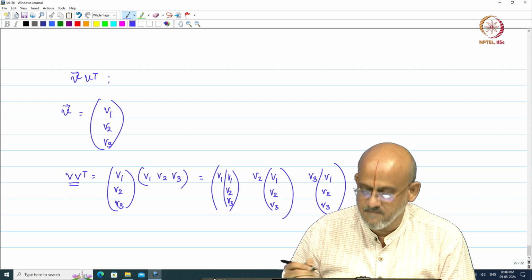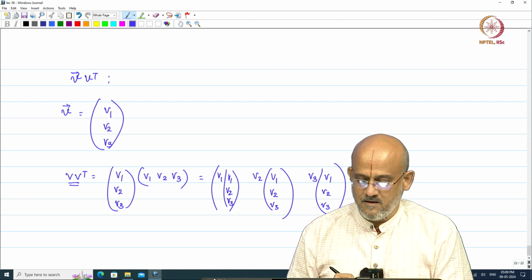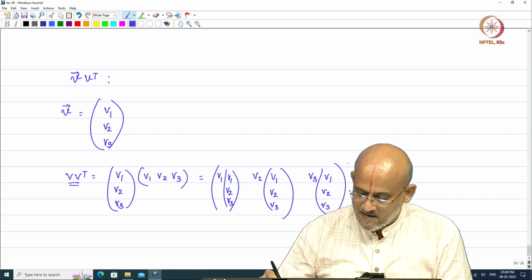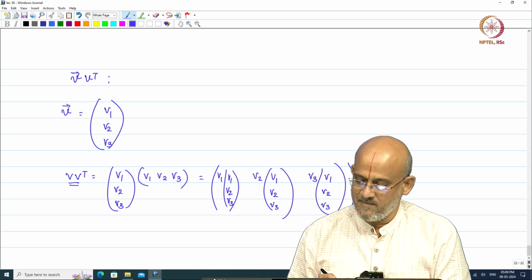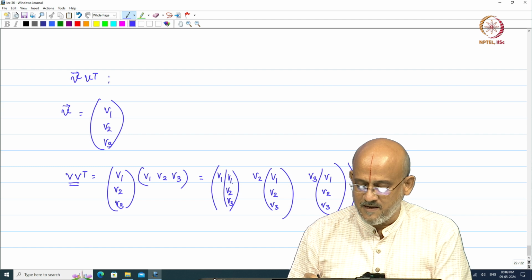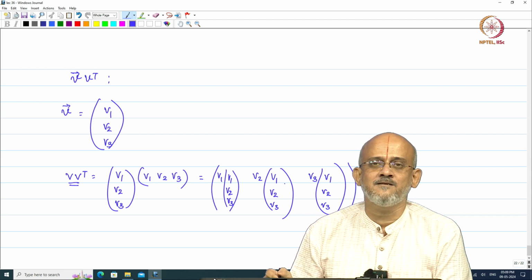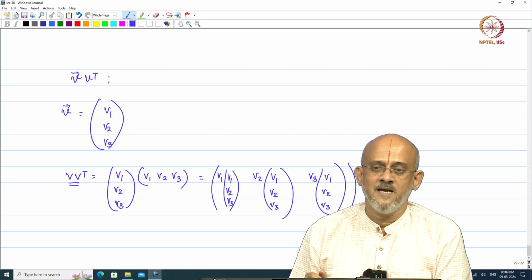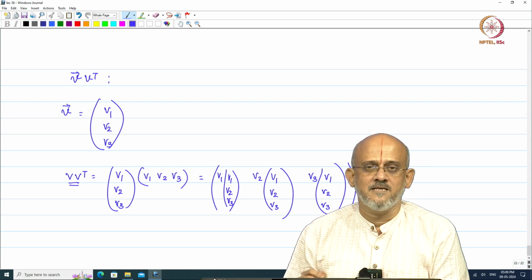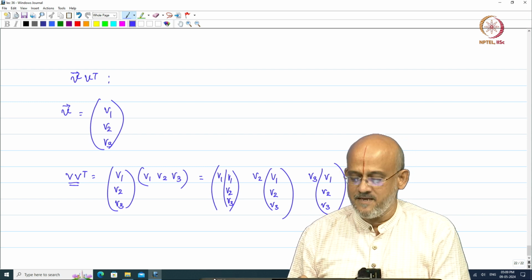There is something interesting. If you look at all the 3 columns of this matrix, there is only one column which is linearly independent; all three columns are basically multiples of each other. That means I just have one linearly independent vector here.